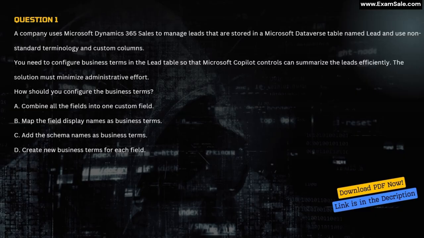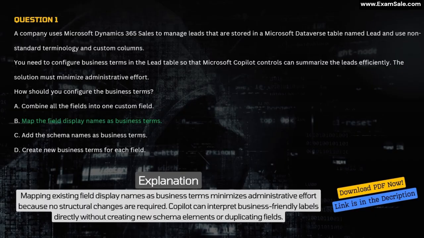A. Combine all the fields into one custom field. B. Map the field display names as business terms. C. Add the schema names as business terms. D. Create new business terms for each field. Correct answer B. Map the field display names as business terms. Explanation. Mapping existing field display names as business terms minimizes administrative effort because no structural changes are required. Copilot can interpret business-friendly labels directly without creating new schema elements or duplicating fields.